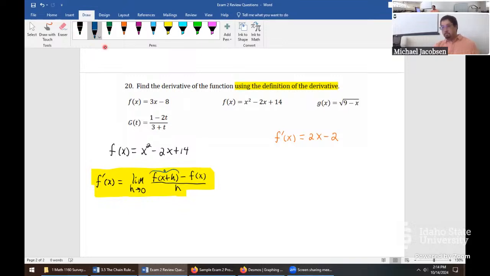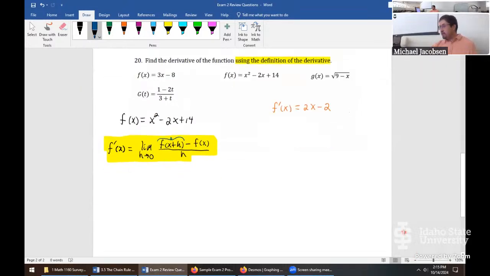For this part right here, we usually did this one in the margin because it's a decent computation in its own right. So let's do that again. I'm just going to move my windows around here a little bit. Okay, so f of x plus h on this problem. There's the result of putting x plus h in those two positions where x was. So it becomes x plus h squared minus 2 times x plus h plus 14.